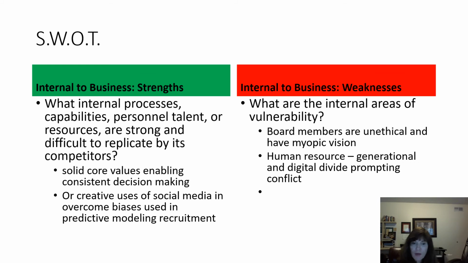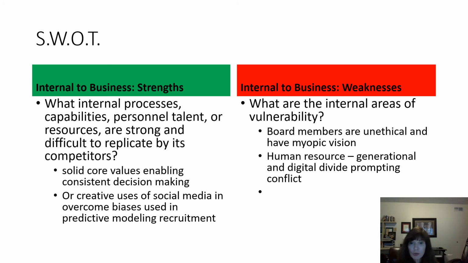So solid core values enabling consistent decision making. It's really key that the organization is trustworthy and it has the strong values, not just values that they post up on the wall, but they really mean. That's a positive. Uses of social media and overcoming bias in predictive modeling, recruitment of perhaps staff, or even recruitment of individuals and contractors would be something.